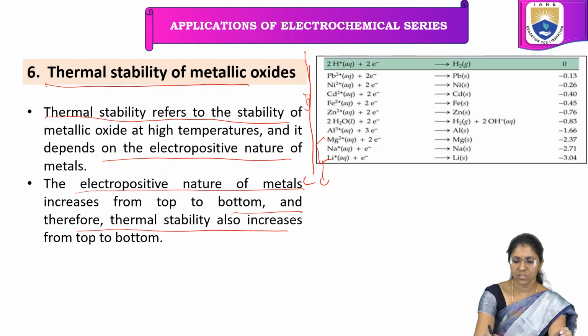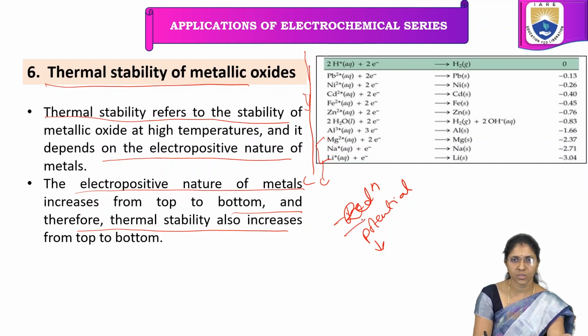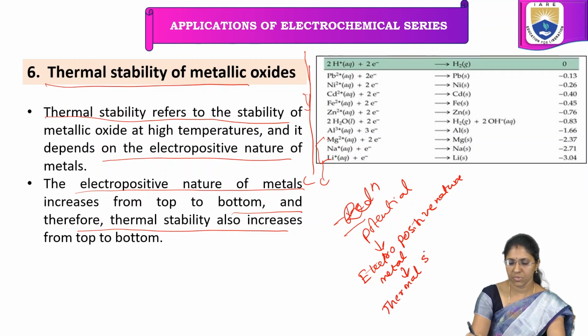From top to bottom, if we observe, the reduction potentials are decreasing. Reduction potentials decreasing means the electropositive nature of metal is increasing. From this, the electropositive nature of metal increases, so that's why the thermal stability increases. So the electropositive nature of metals increases from top to bottom and the thermal stability also increases from top to bottom. This is about thermal stability of metallic oxides.